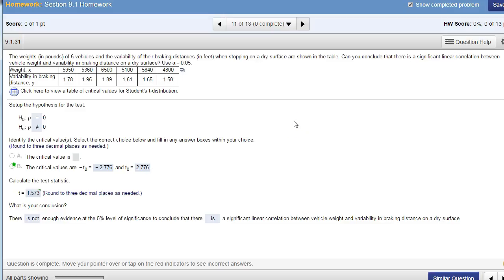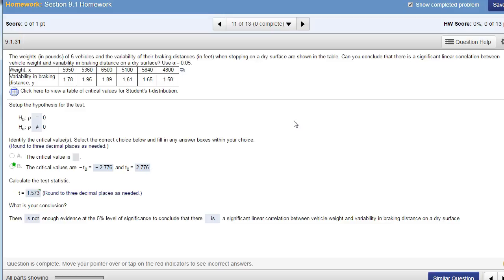So the weights of 6 vehicles and the variability of their braking distance when stopping on a dry surface are shown in the table. Can you conclude that there is a significant linear correlation between the vehicle weight and the variability in braking distance on a dry surface? They gave me alpha is equal to 0.05.